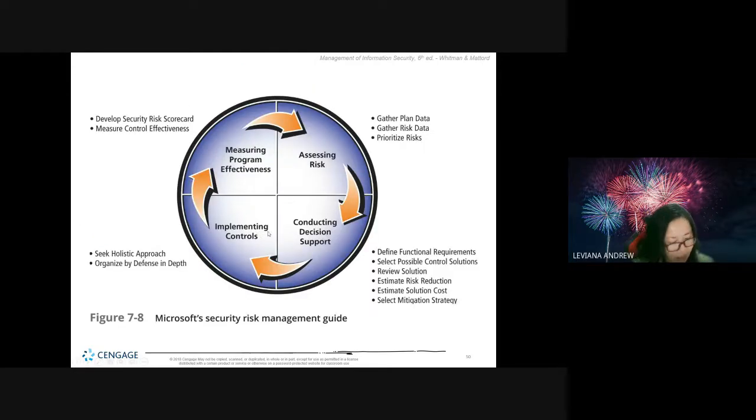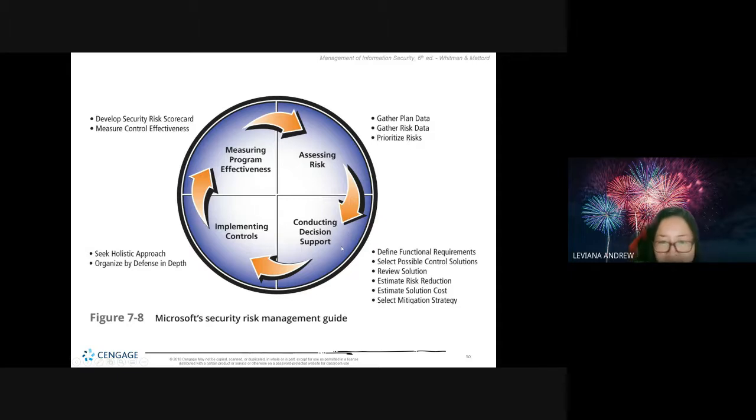So number 1 tadi, assessing the risk here. What they need to do, apa yang Microsoft ni cadangkan, gather the plain data, gather the risk data, calculation of LE, apa semua tu dalam sini lah. Tapi they are not technical as the ALE, ARO, SLE tu. Okay, and then they prioritize risk. Mana satu yang lebih bahaya.